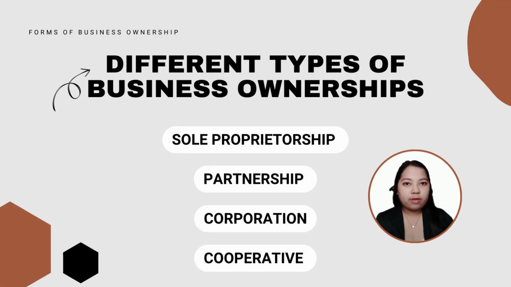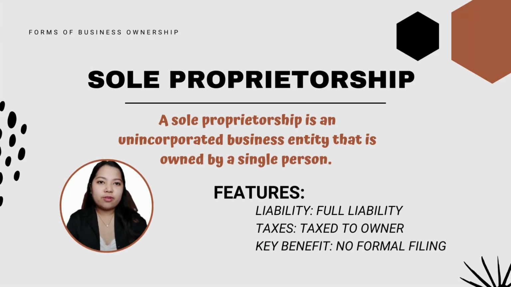There are four major types of business ownerships. Those are the sole proprietorship, partnership, corporations, and the cooperative. Our discussion will focus on these four types and I'll be giving you a brief explanation of each type. The first form of business ownership is the sole proprietorship.